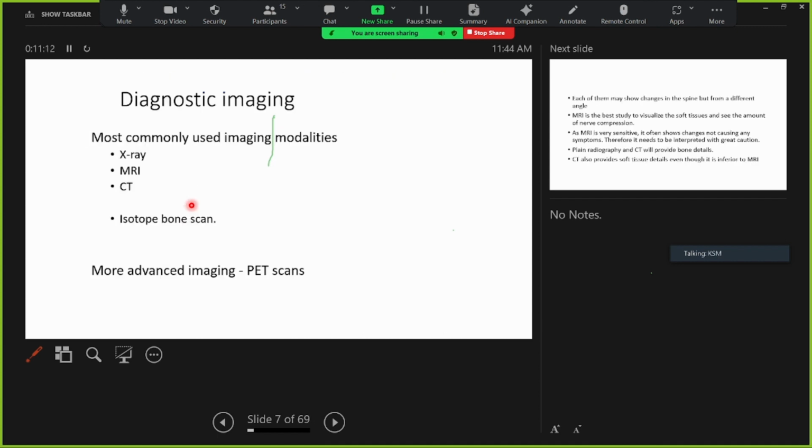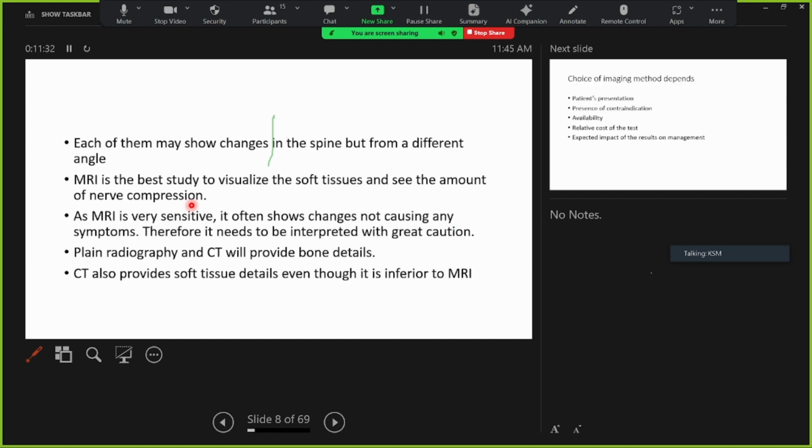So what are the diagnostic imaging modalities we commonly use? We use X-ray, MRI, CT. Sometimes we use isotope bone scan, but that is not to diagnose backache. So more advanced imaging like PET scans are there, but I'm not going to discuss much about them because time is limited.